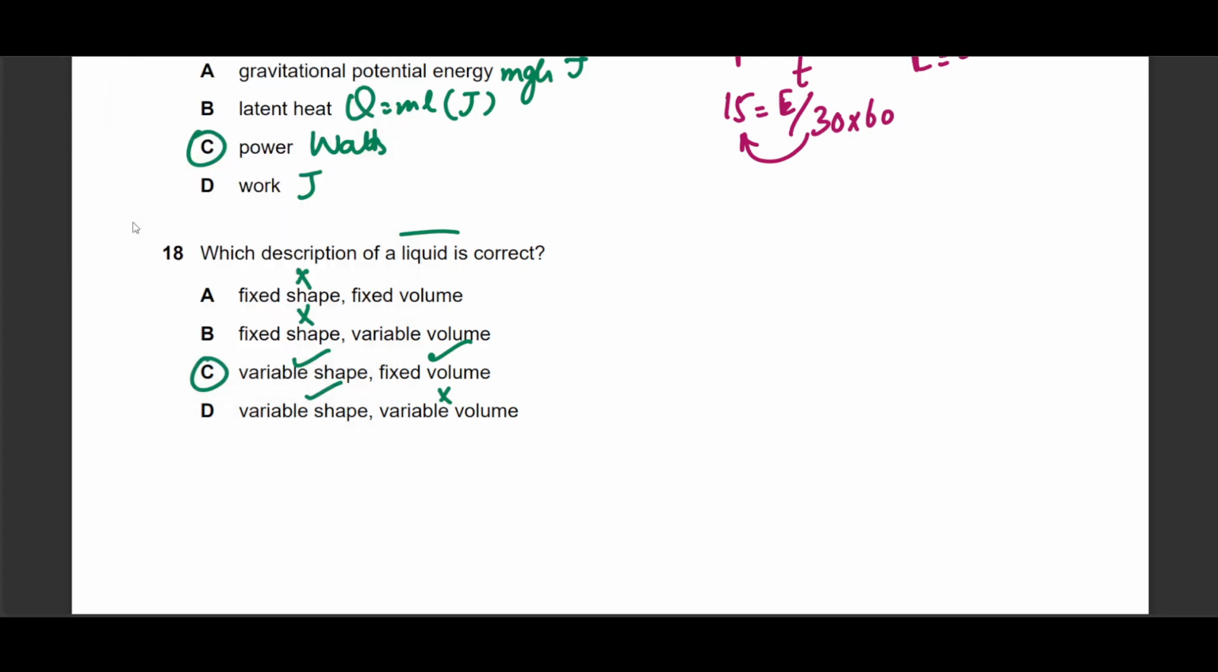But can we figure out which of them is solid, liquid, and gas? So fixed shape and fixed volume is a solid. Fixed shape, variable volume, we have nothing of that sort, probably, right? And this is your liquid. And variable shape, variable volume is gas.